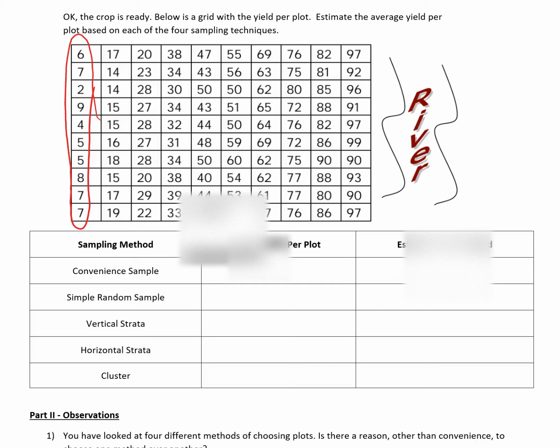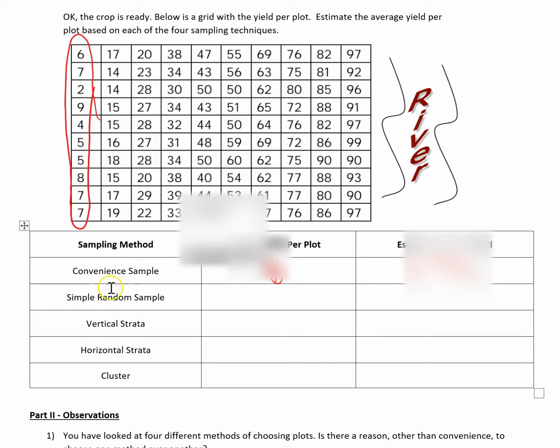Adding those up, you should get 60. Divide by 10. You should get 6. So we're saying from that convenience sample, on average, we think each plot has a mean yield of 6 based off of these 10 plots that we selected. Okay, so the estimate of the total yield, if each plot is about 6 and I have 100 plots, the convenience sample is saying we think the total yield is about 600.